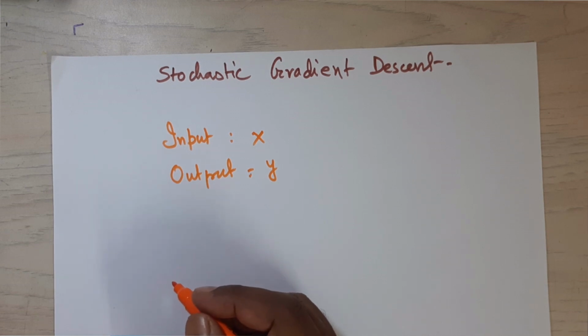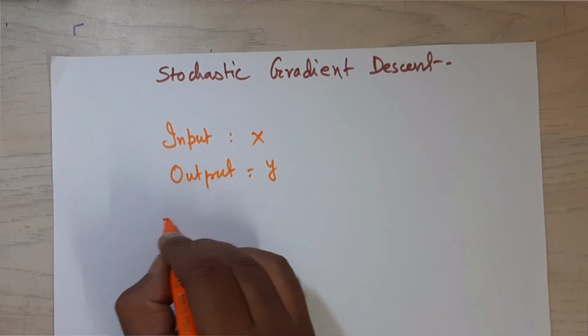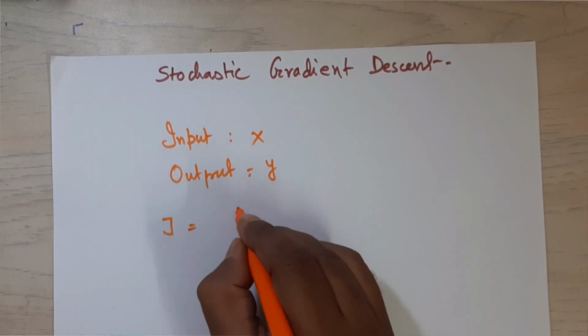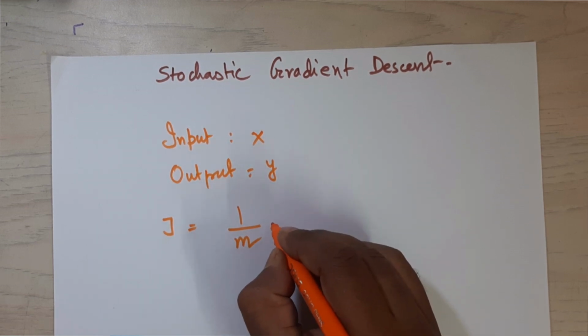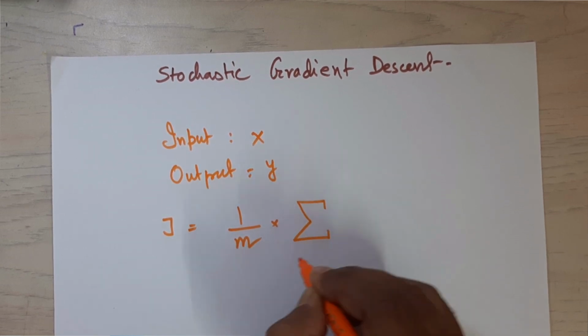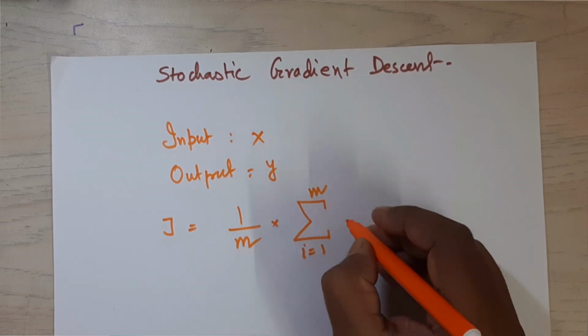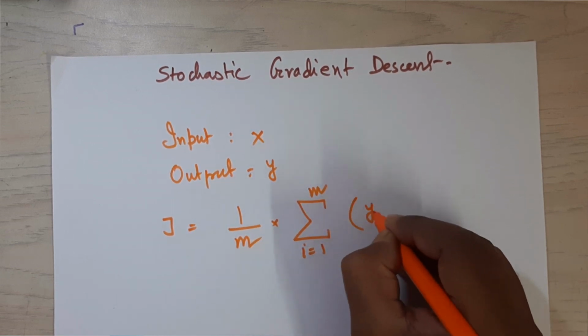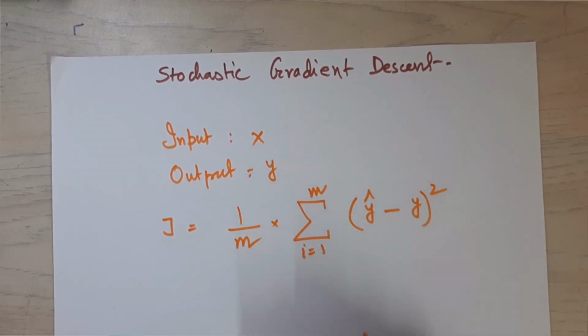So we can do this by minimizing a cost function J that measures the difference between the predicted output and the true output. So J is equal to 1 by m into sum over i is equal to 1 to m, (y hat minus y) whole square.